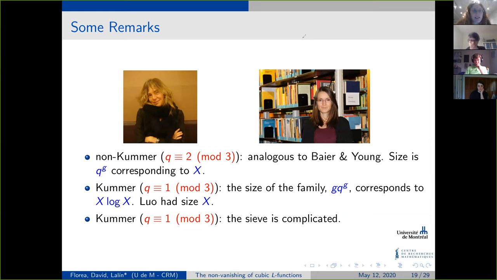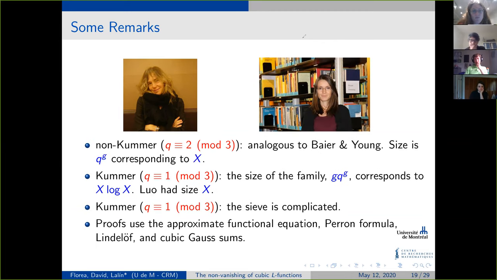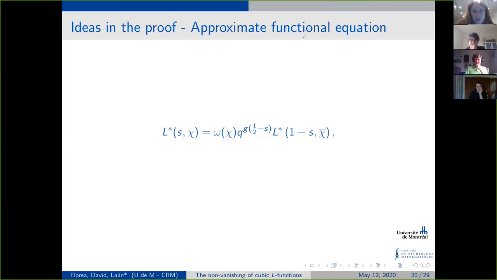This case, like I said, is quite complicated, actually, that's why we get such a complicated error term. And both proofs involve the approximate functional equation, Perron formula, Lindelof bounds, and cubic Gauss sums. So maybe I'm going to go a little bit quicker here because I want to also talk about the most recent result.